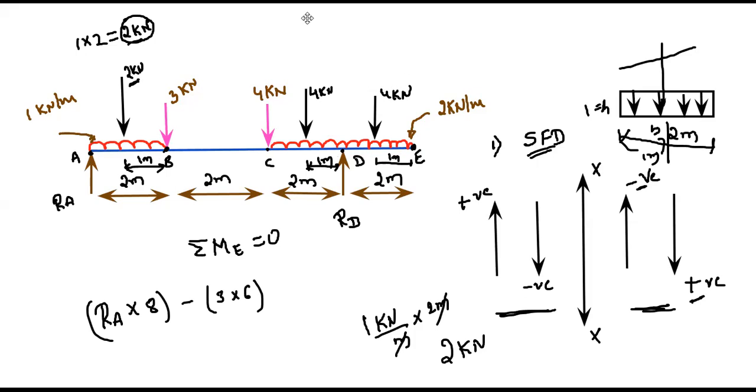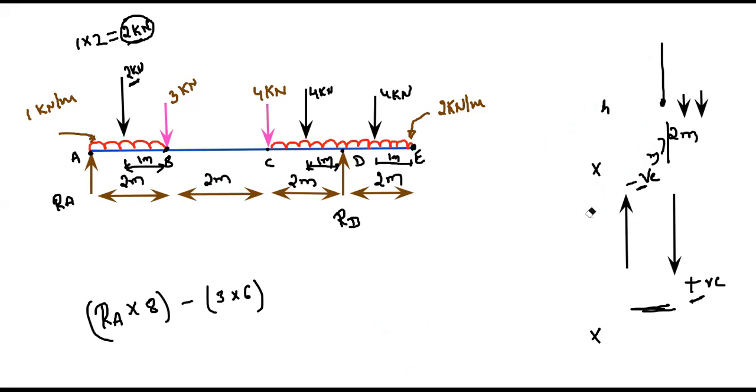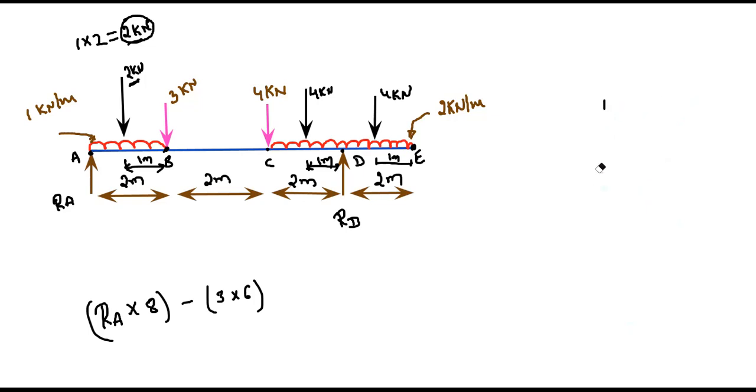Now we will calculate the reactions. Here we have written RA into 8, taking the moment about E: RA into 8, minus 3 kilonewton into 6 meters. Again minus 2 kilonewton, the UDL converted into a point load, at a distance of 2 plus 2 plus 2 plus 1, so 7 meters. Next minus 4 kilonewton into a distance of 6 meters. Next minus 4 kilonewton into a distance of 2 plus 1, which is 3.